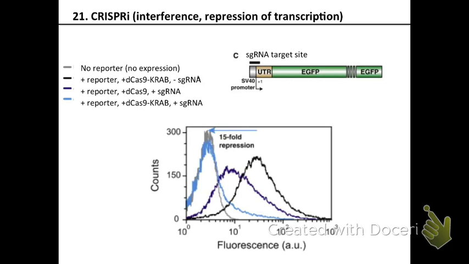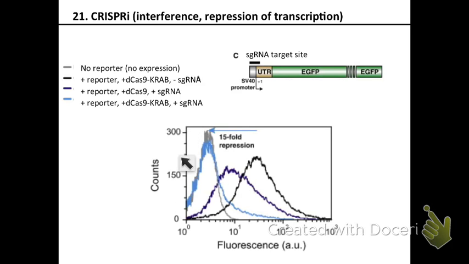All right, here's the actual data itself. In gray is shown the no reporter. There is no reporter put in these transfected cells, so you should not see any GFP signal at all. That's going to show you baseline, no expression whatsoever.